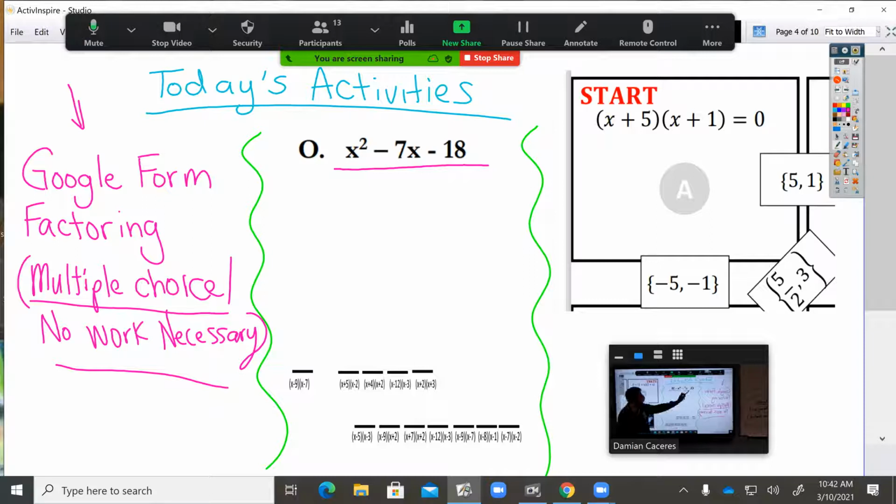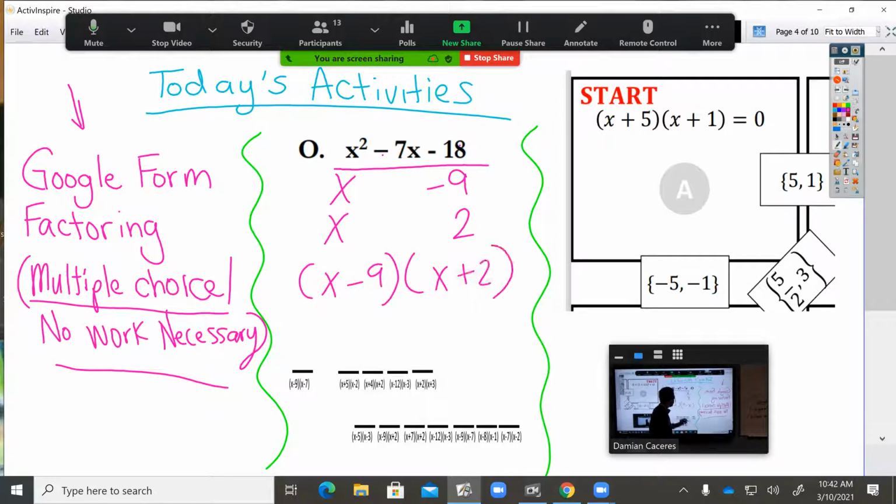Each trinomial is going to have a letter next to it. So your job is to factor it. Let me do it the long way because that's what we're practicing today. X, 9 times 2, bigger number negative because the middle number is negative. So I know this is going to be x minus 9 times x plus 2.